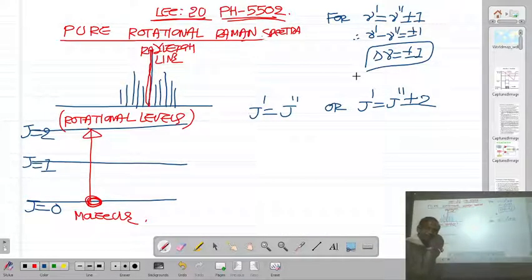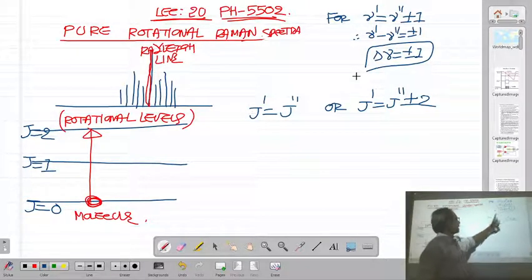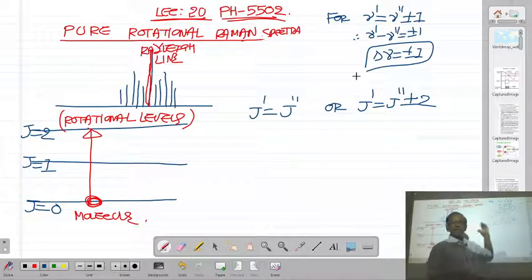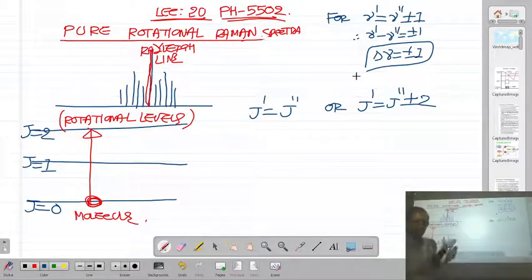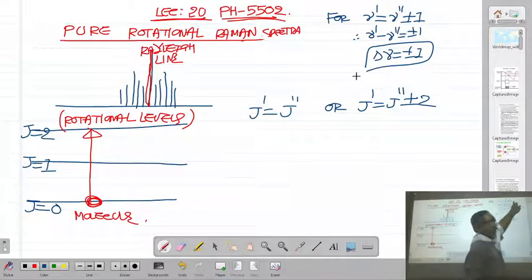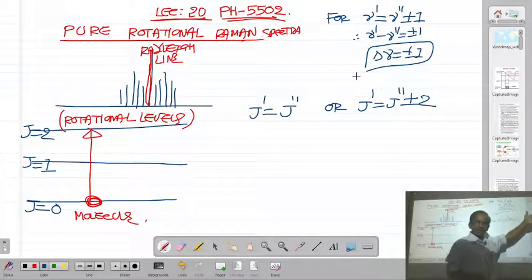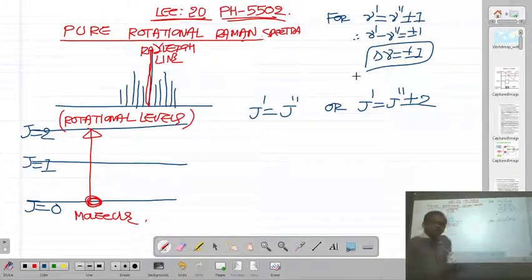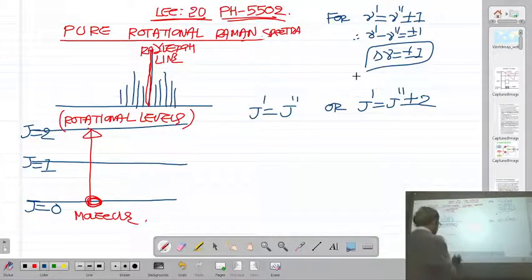Similarly, for rotational transitions, the matrix element of the dipole moment is not equal to 0 when J' is equal to J'' and when J' is equal to J'' plus or minus 2. So this will be the selection rule for rotational transitions. For vibrational transitions, the matrix element was not equal to 0 when mu' minus mu'' is plus or minus 1, so this is the selection rule for vibrational transitions. And in case of rotational transitions, the matrix element is non-zero when J' is equal to J'' or J' is equal to J'' plus or minus 2. So this becomes the selection rule for rotational transitions.